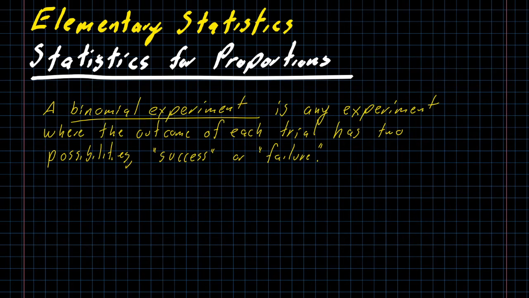The theory of proportions starts with the binomial experiment. A binomial experiment is any experiment where the outcome of each trial has two possibilities. And for our purposes in this lesson, we're going to refer to those possibilities as success or failure, although in general, these possibilities can be pretty well anything.